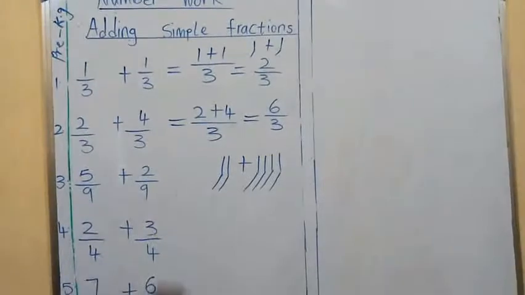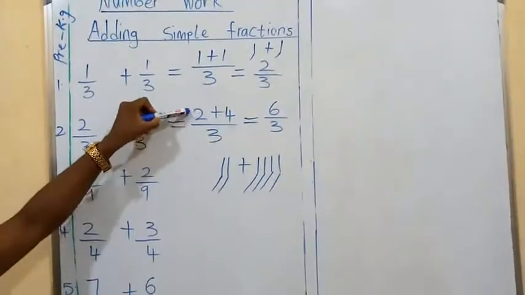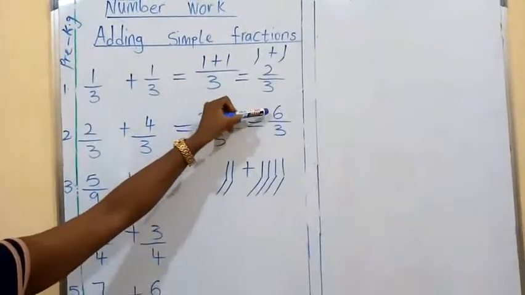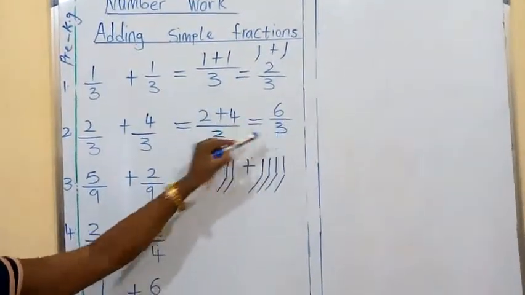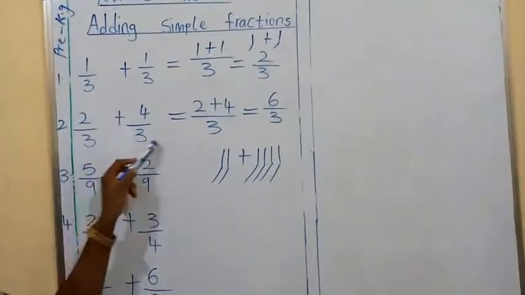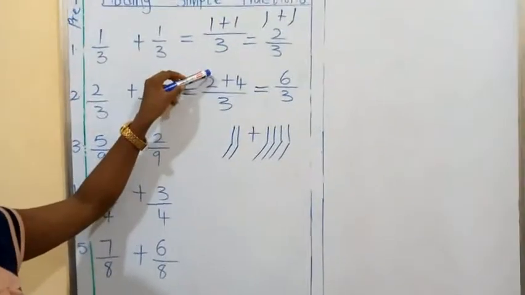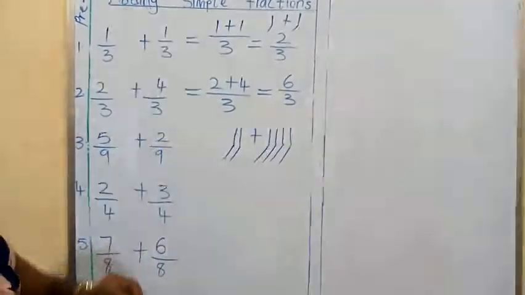So this is our final answer. How did we get this? We added 2 to 4 and it gives us what? 6. All over what? 3. Because our denominator is what? 3. Did we add the denominator? No, we didn't. We add just the numerator.